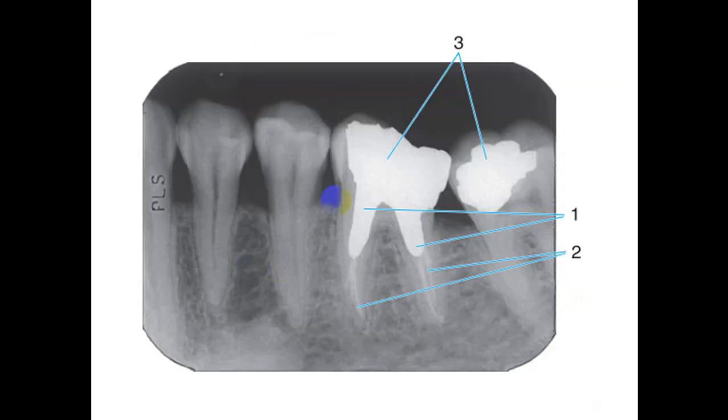Here, a tooth with endodontic treatment. You can see the post and core within the root canal, and two is the cataberg. Endodontic filling material may also be present, and a post and core restoration is observed. Three is the amalgam restoration.